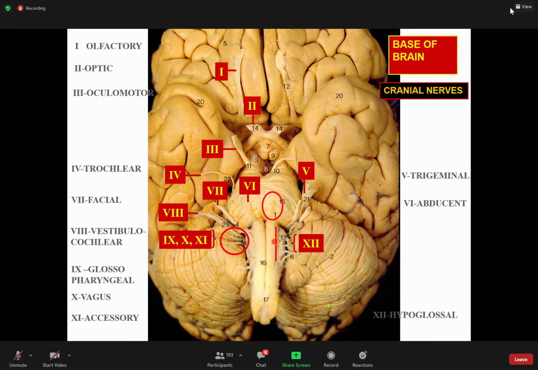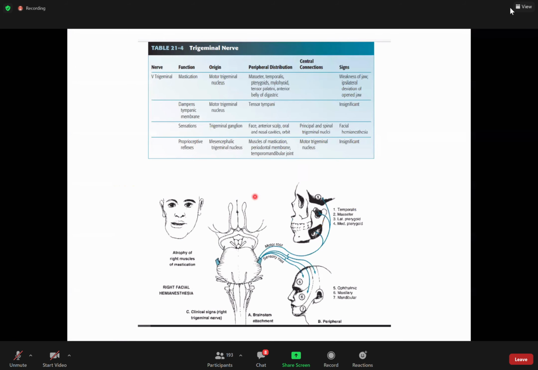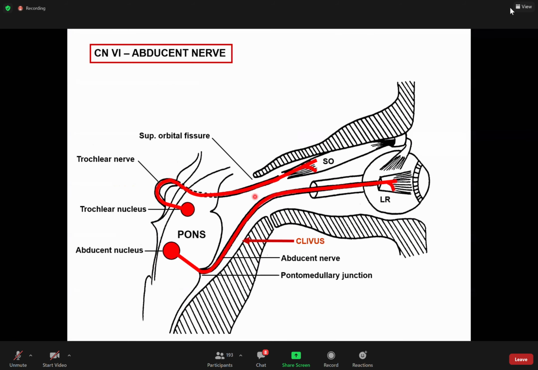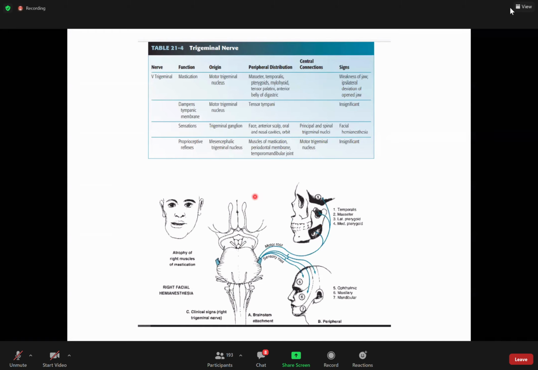Now we are coming to the sixth cranial nerve, and we know that the sixth cranial nerve is the abducent. We have already talked about it. This sixth cranial nerve is going to supply only one muscle, which is the lateral rectus muscle. But sorry, before we go to the sixth nerve, let's finish up the fifth nerve. So the fifth nerve, if you see there, these are the functions.